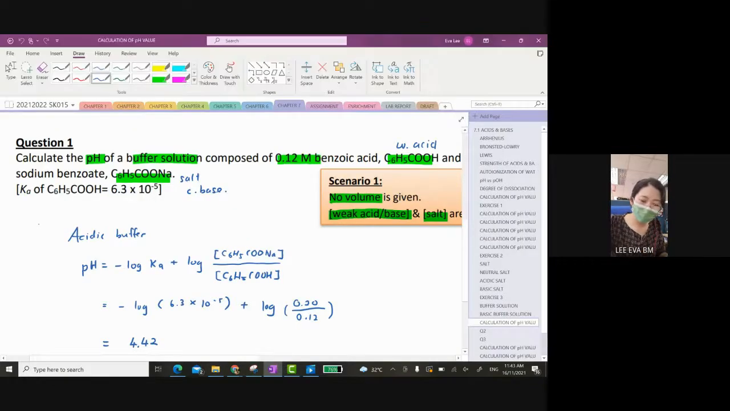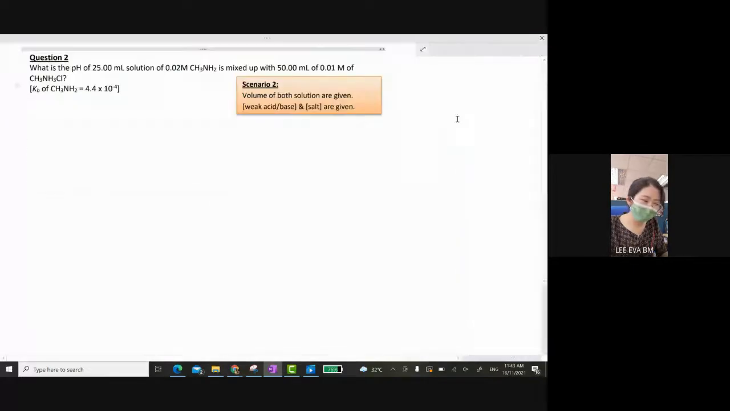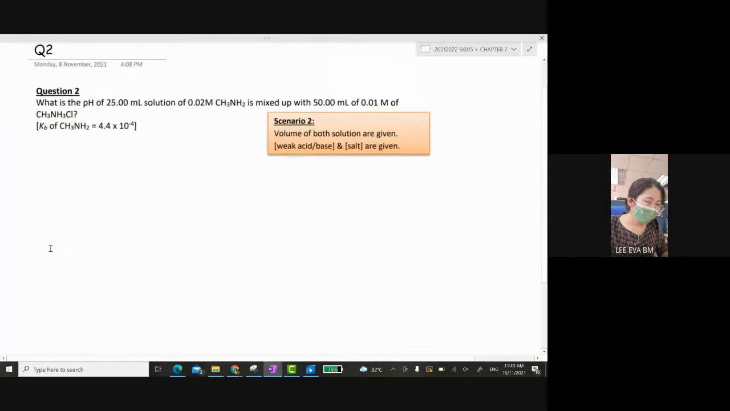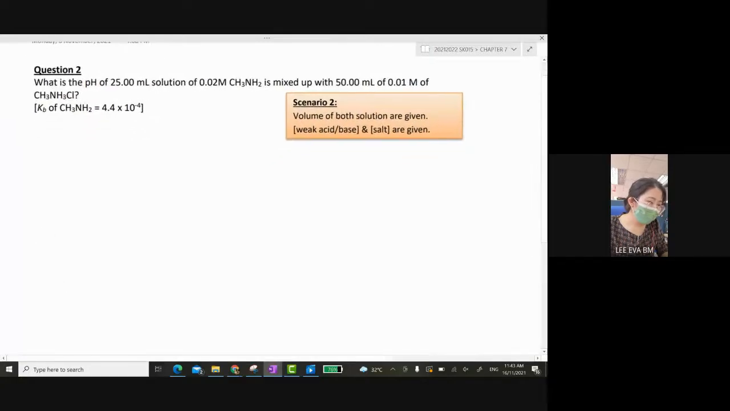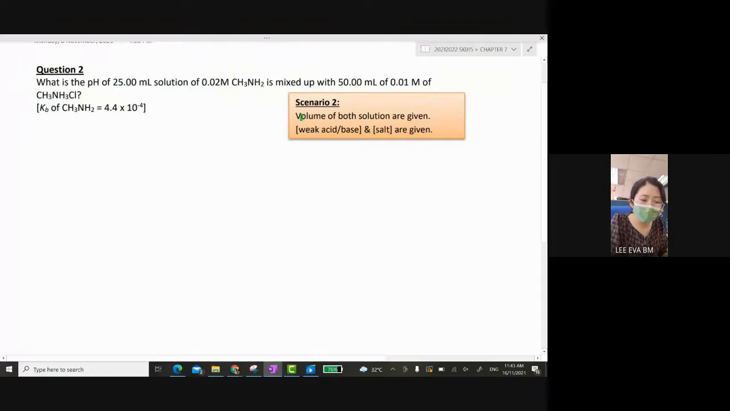Okay, so we proceed to the second question. Alright, this second question is the second scenario, whereby you have both solutions given with volumes. There are two volumes here. The concentrations are also given, the salt concentration and the weak acid or weak base concentration. So you need to take notes on the volume.